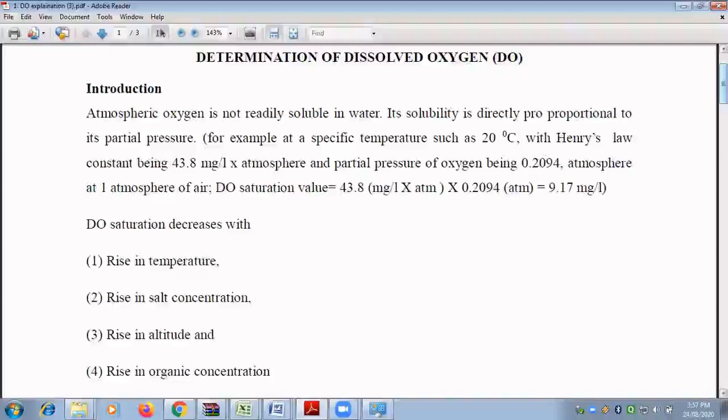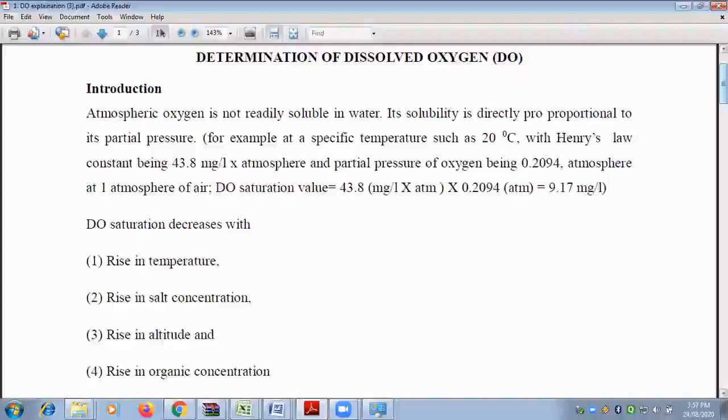Henry's law states that the amount of gas that is going to get dissolved in the water is totally dependent upon the partial pressure that is exerted by the gas on the surface of the liquid.